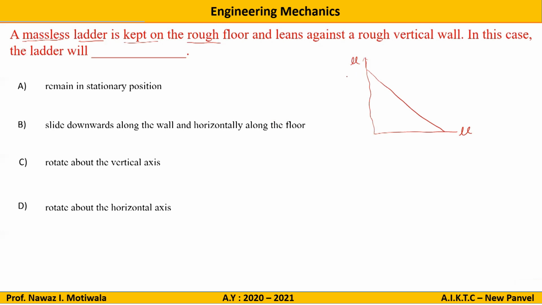In this case, the ladder will remain in stationary position, slide downwards along the wall and horizontally along the floor, rotate about the vertical axis, or rotate about the horizontal axis. As there is friction available on both sides, at the wall as well as on the floor, and there is no load acting on this ladder, I can say that the ladder will remain in the stationary position. The answer should be option A.